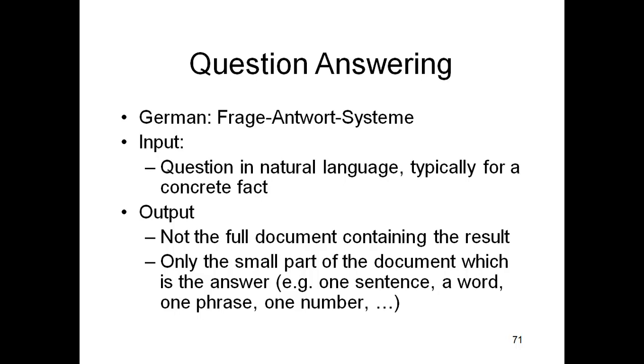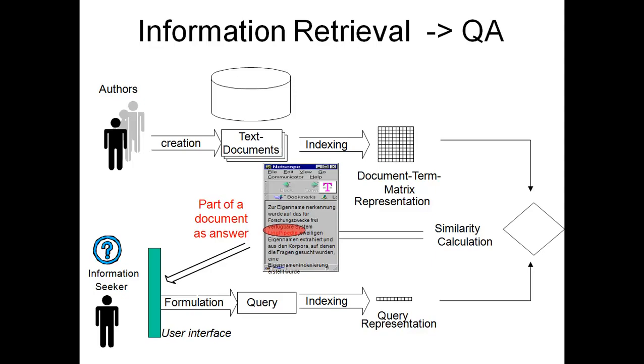There has been a Frage-Antwort-System in German since the 1980s. There has been research on this topic. The basic idea is to do retrieval and then extract a small portion, maybe a sentence, maybe a word from the document that is the answer to the question. Not the query, the question, right? So here we find a document and then we extract the correct part that the user wants to know and present it to the user.